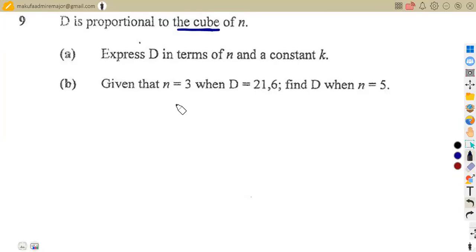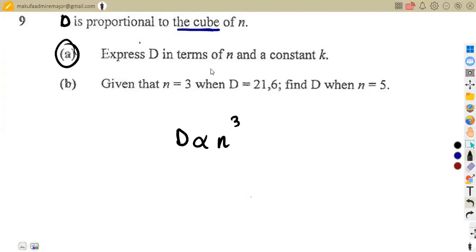So it's a direct variation in this case, whereby we are given that d varies directly or is proportional to the cube, that is n to the exponent of 3 in this case, all right? So it's going to be n to the exponent of 3.